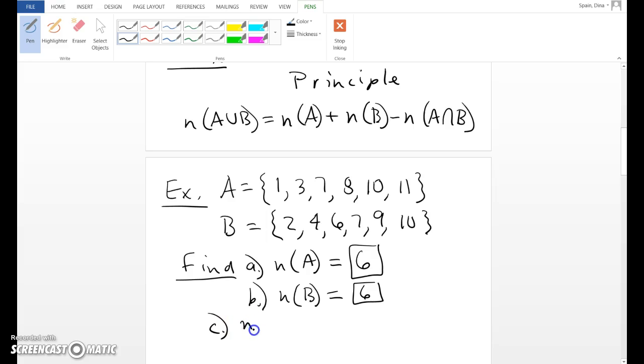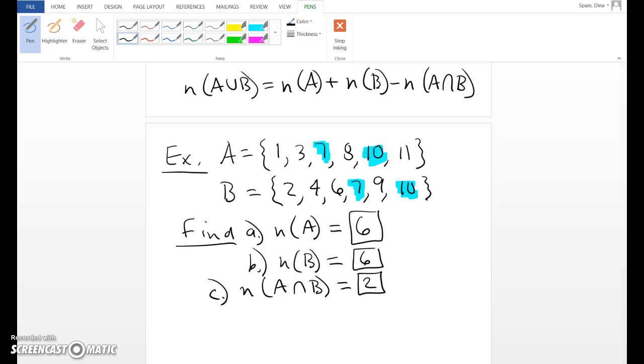Part C, let's figure out the number that's in A intersect B. If you recall, the elements that are in the intersection means the elements that they share, they have in common. So let's highlight these. What do they have in common? 7, right? 7's in both. And 10. 7 and 10 are the only two elements that these sets have in common. So that's 2. Alright, there's only 2 of those elements. The number that's in the intersection would be 2.